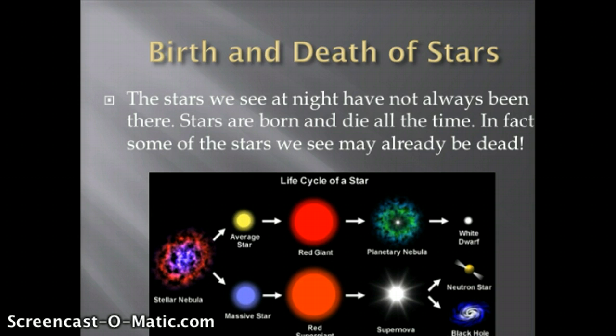Birth and death of stars. The stars we see at night have not always been there. Stars are born and die all the time. In fact, some of the stars we see may already be dead, which is really crazy to think about, but when you think about how time and travel work, it all makes sense. There's a diagram here that shows the life cycle of a star. Go ahead and check it out.